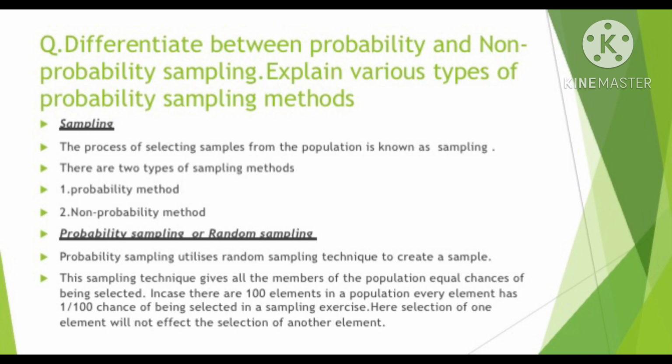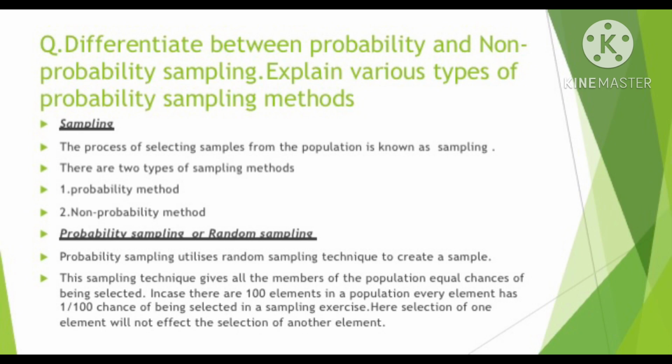There are two types of sampling. First is probability method and the second one is non-probability method. In probability sampling or random sampling, here the researcher is selecting the subjects randomly. That is random sampling or probability sampling. The sampling technique gives all the members of the population equal chances of being selected. Each and every member of the population will get a chance to get selected into the sample.